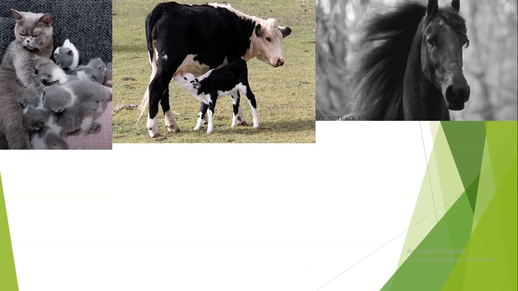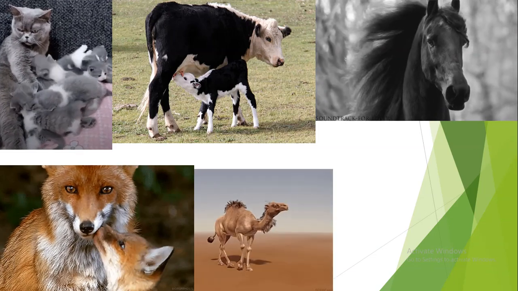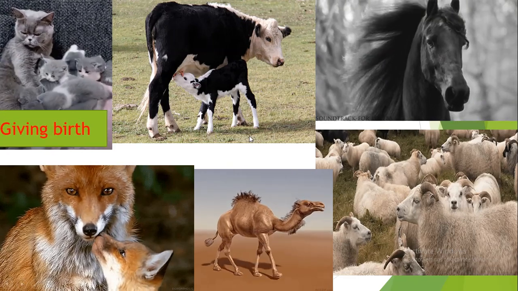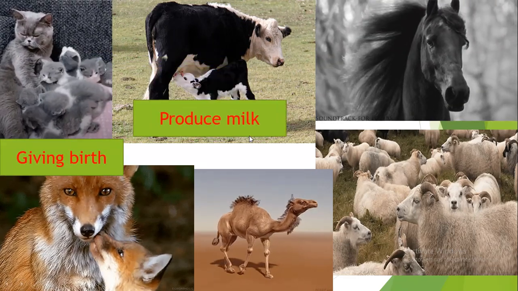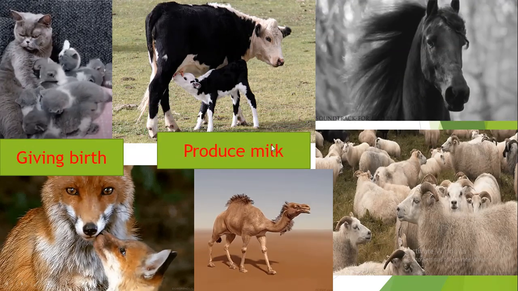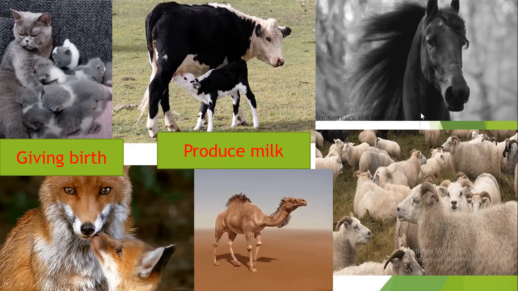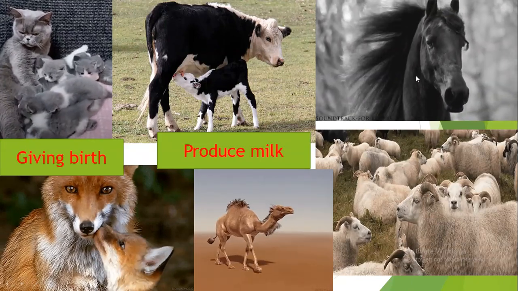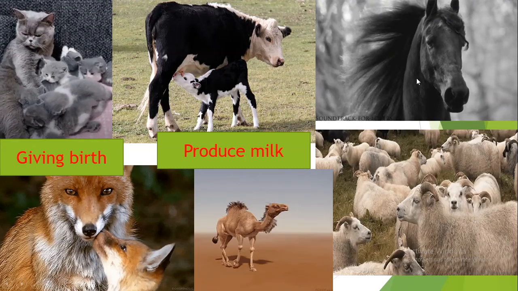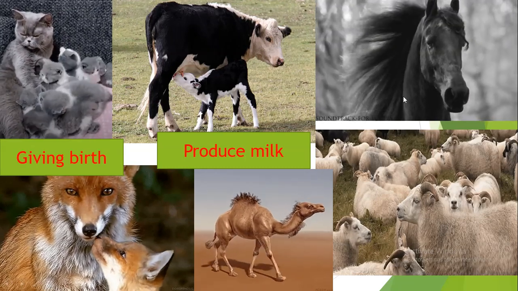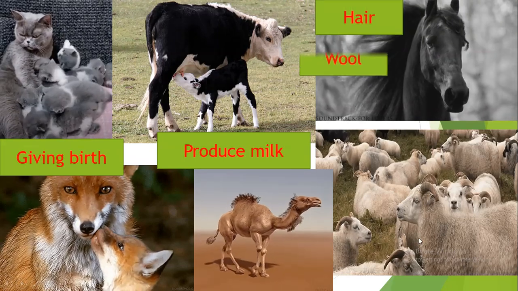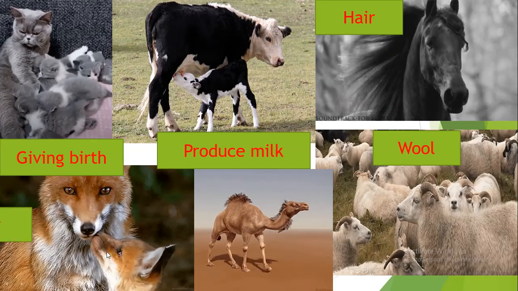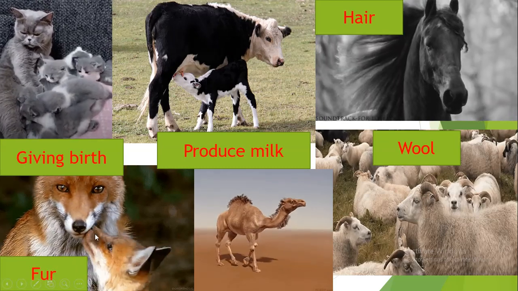Look at these pictures. These are examples of mammals. Now, mammals reproduce by giving birth, and they produce milk for their young. What covers their body? Let's take this horse for an example. What covers this horse's body? Hair. Here we have wool for these sheep here, and fur for this fox.